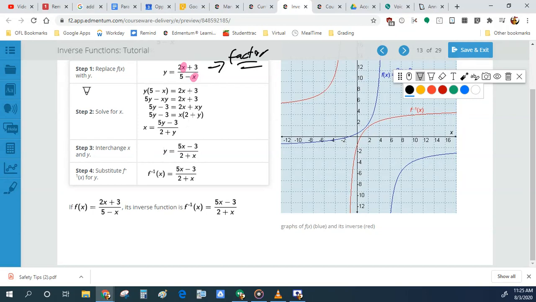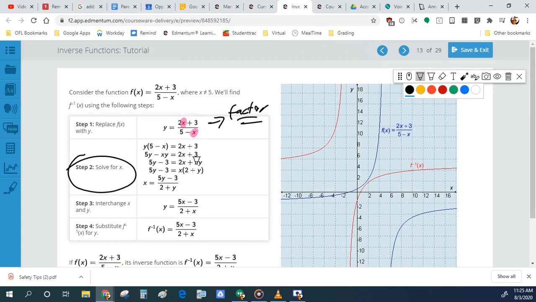So this solve for x part has a lot of nuances to it. You're going to have to factor if you see two x's somewhere down the line. And if you're dealing with fractions, you're going to have to involve multiplying that denominator to both sides as well.